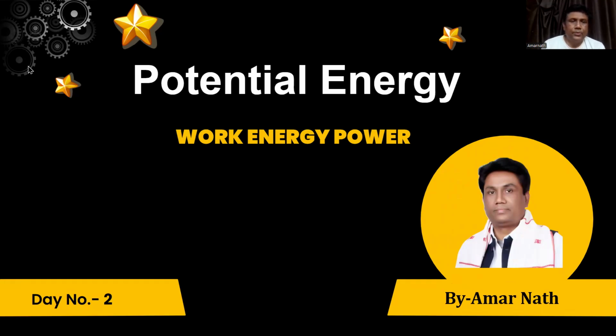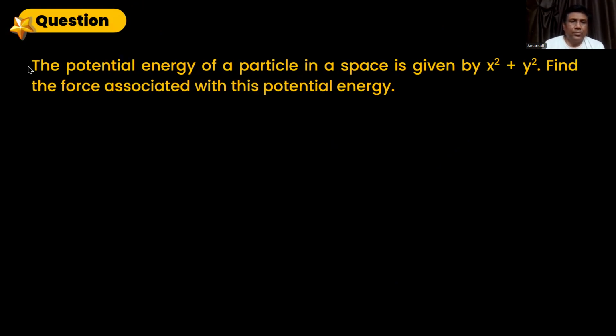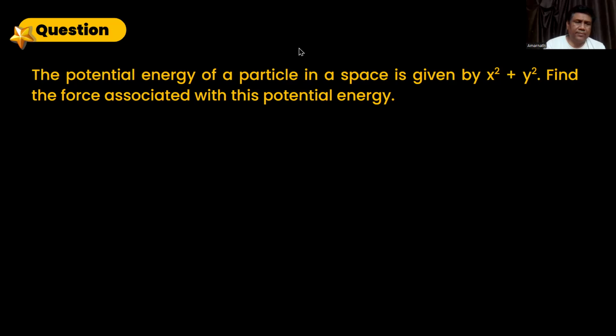Let us discuss a question first. The question is: the potential energy of a particle in space is given by x square plus y square. Find the force associated with this potential energy. What does it mean here? They are saying that the potential energy function is just x square plus y square, meaning at different coordinates, the potential energy will be different.